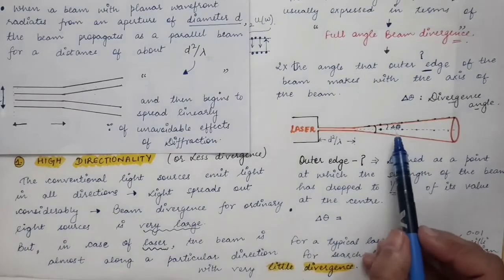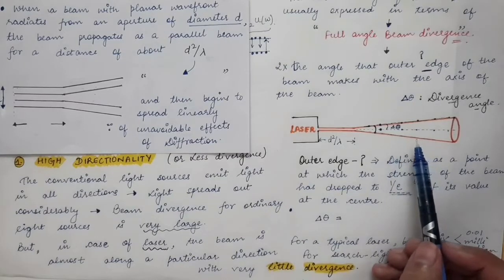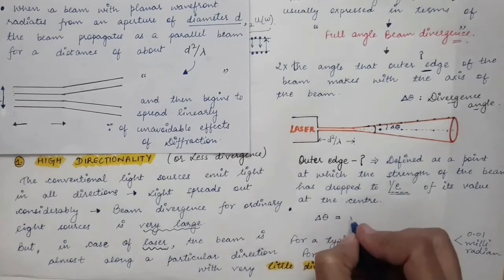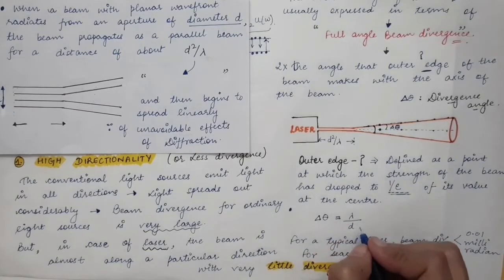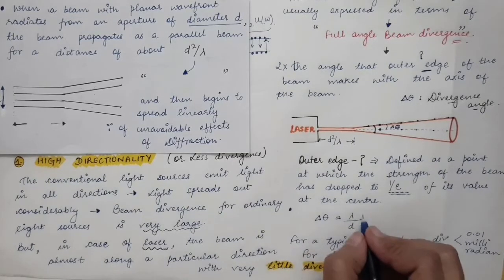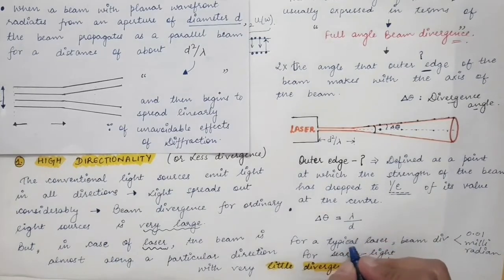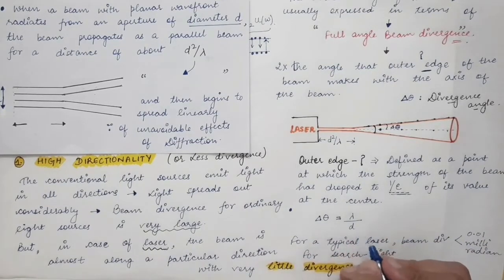Now this delta theta angle arises due to the unavoidable effects of diffraction. So this delta theta is of the order of lambda by d. This delta theta is approximately equal to lambda divided by d. This formula comes from diffraction. We have already done this formula in the case of a diffraction limited beam. So delta theta is equal to lambda divided by d.